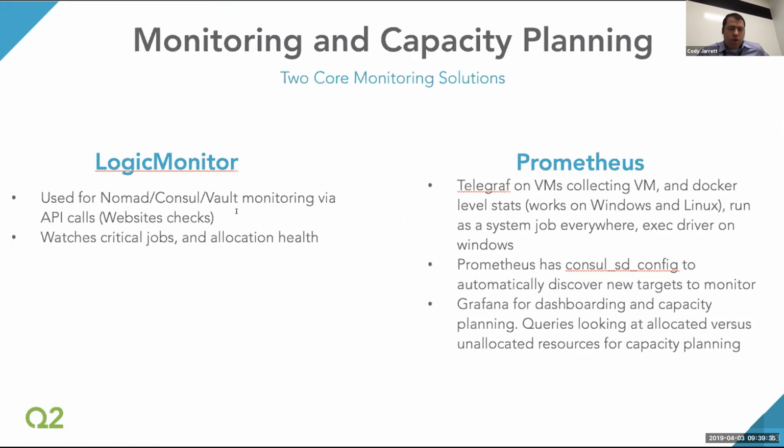And then we have Grafana sitting on top of Prometheus for dashboarding, and inside of Grafana we use some queries to do some comparisons and some math on the allocated versus the unallocated resources. And we can then look at the different node classes and do some capacity planning there. So that lets us identify node classes that are running hot, or that we need to add capacity to.